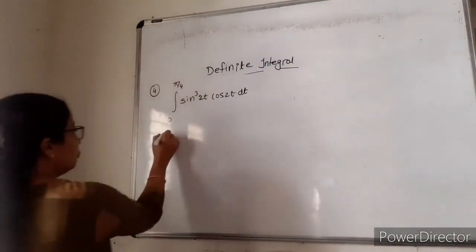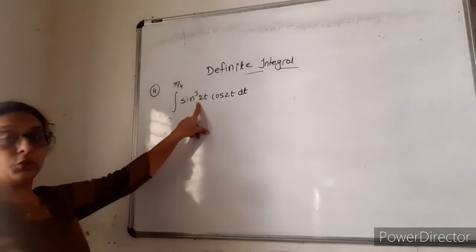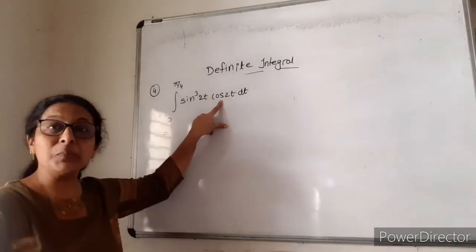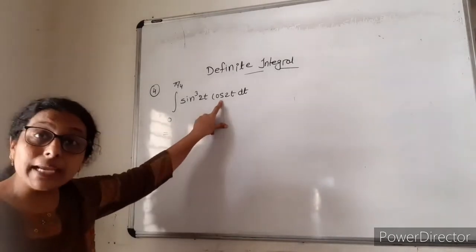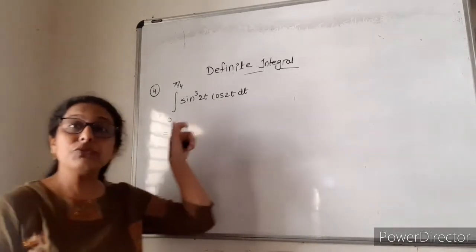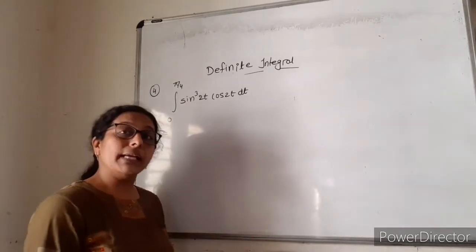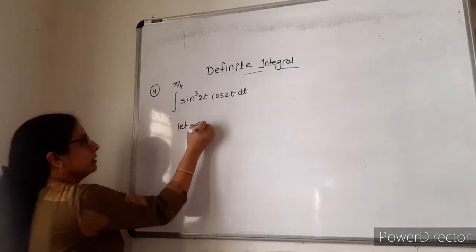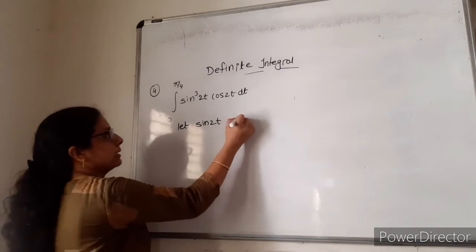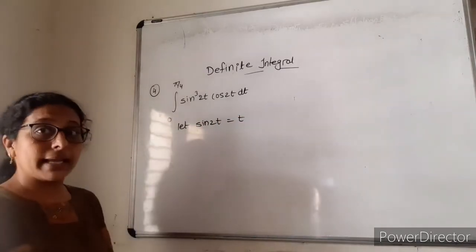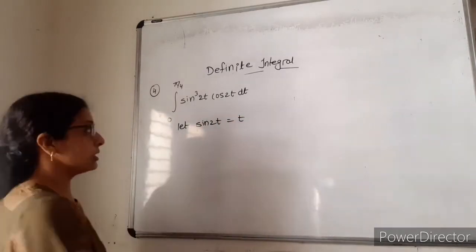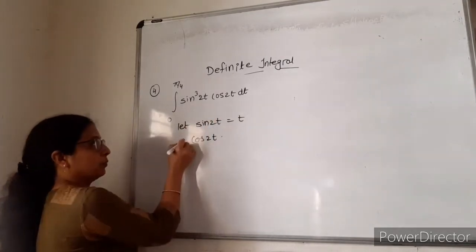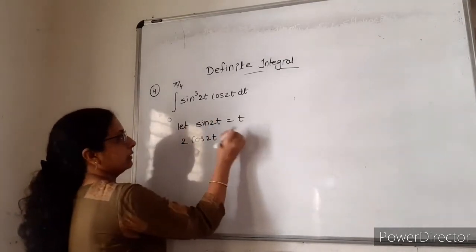Okay. Now this is the integral of sin cube 2t cos 2t dt. Just by looking at the question, you will know what to take as the substitution. Here let sin 2t is equal to u. What is the derivative of sin 2t? Cos 2t into 2 dt.